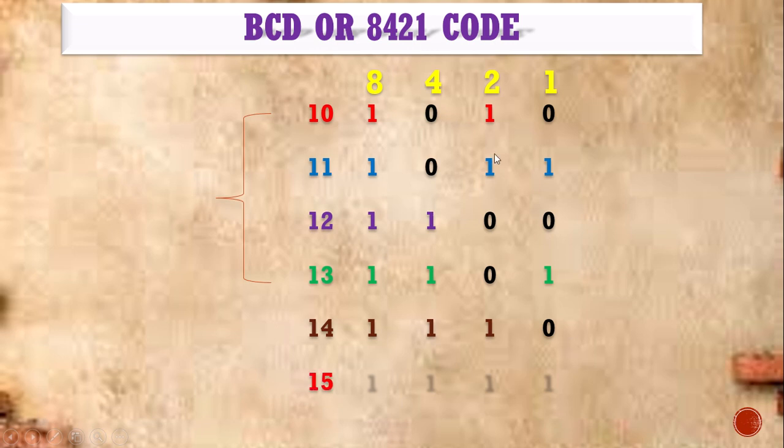Then the last one 15. So how do you get 15? When you add all the numbers, you will get the 15. அப்ப எல்லா digitsக்கு நேரா 1 போட்டோம்னா we will get the answer 15. So this is the code which is used to write the 4-bit binary value for the decimal number. So decimal number ஓட 4-bit binary value எழுதுறதுக்கு easier you can use the 8421 code here.